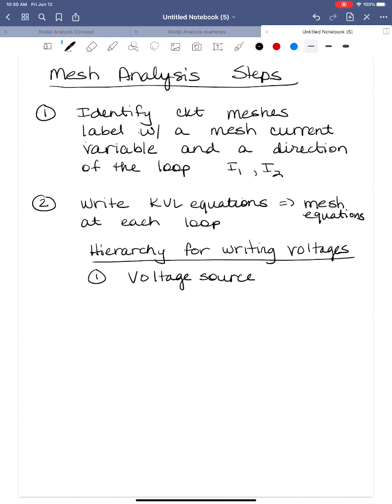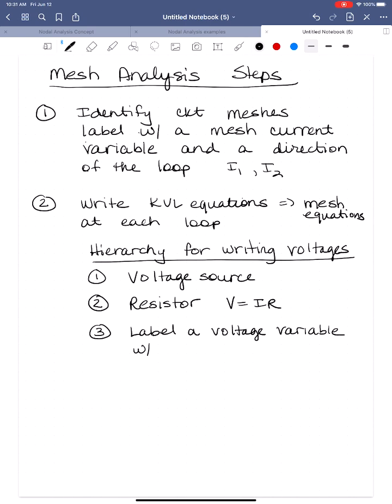Okay, so if there's not a voltage source, is there a resistor? Because resistors, we know Ohm's law, V is equal to I times R, where I is going to be a function of those mesh currents. Okay, if it's not 1 and it's not 2, our only other option is to label a voltage and give it a polarity. And we'll get to choose what our variable is and what relative polarity we want to use.